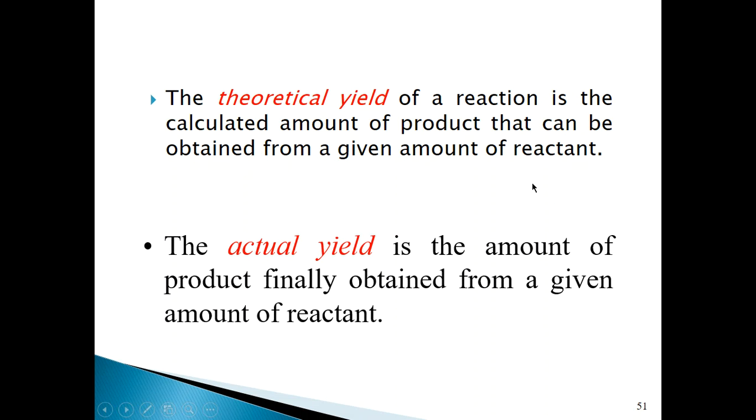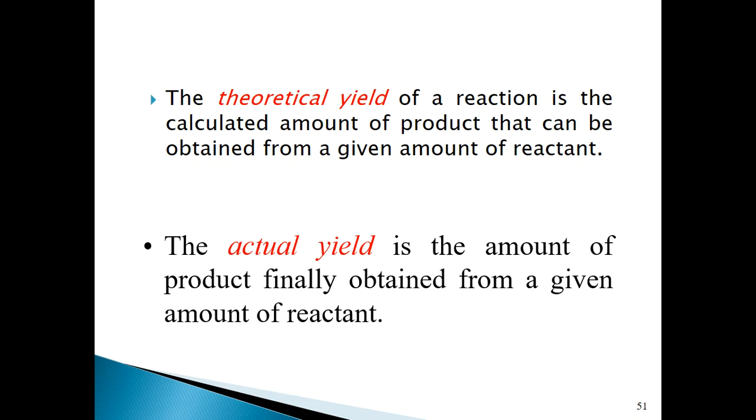So the theoretical yield of a reaction, as stated here, is basically the calculated amount of product that one would expect to get from a given amount of reactant. All right, that's the theoretical yield. So what we have been calculating in the previous examples, when we were doing those calculations to determine how much product we expect to get, that amount was the theoretical yield. In practice, we won't get that.